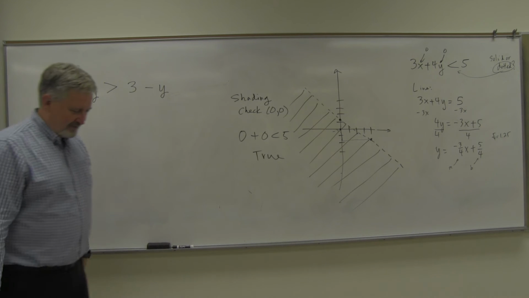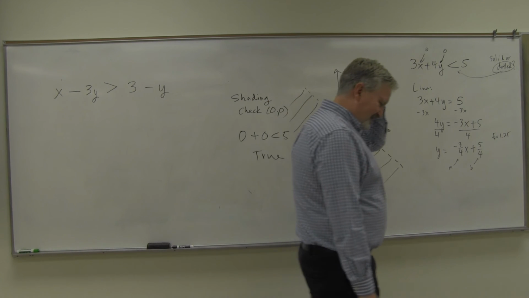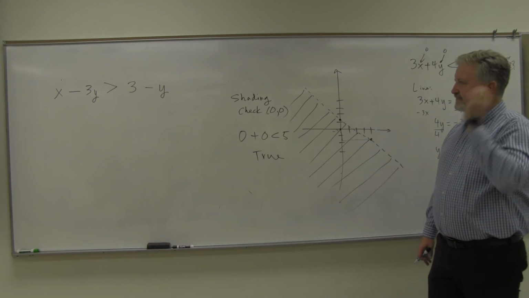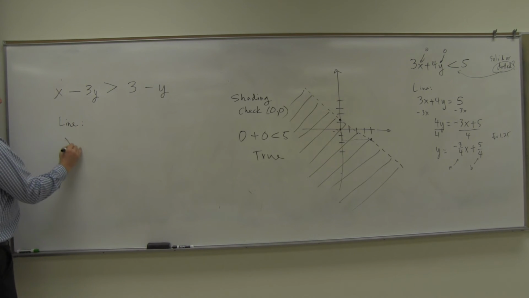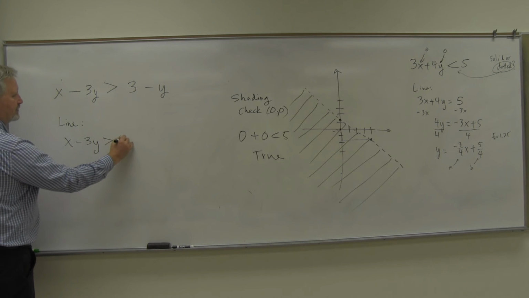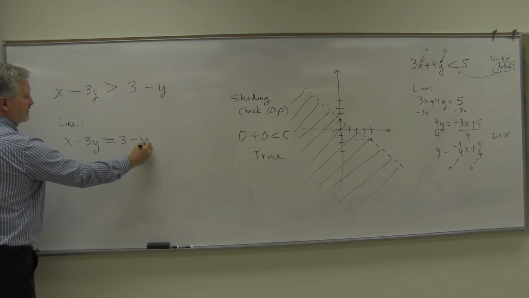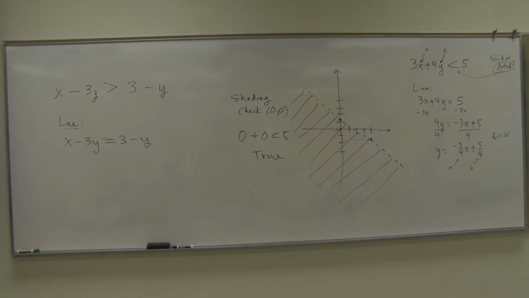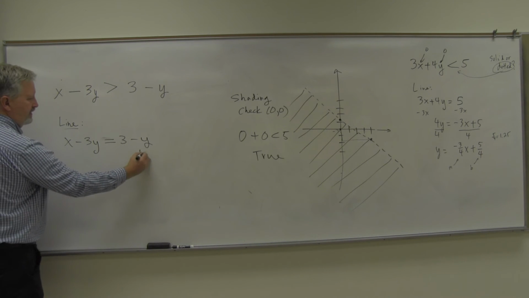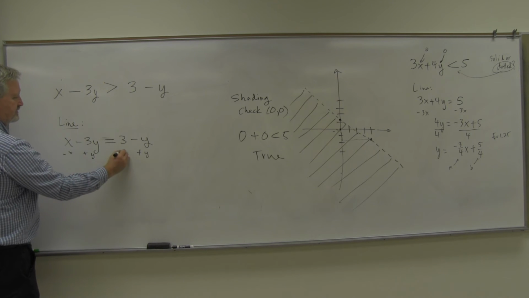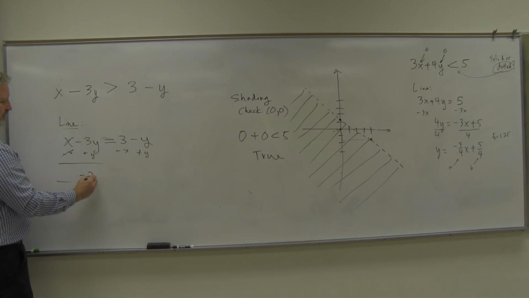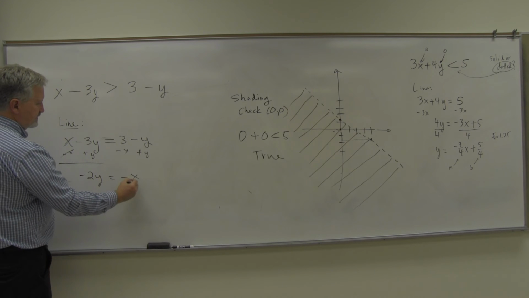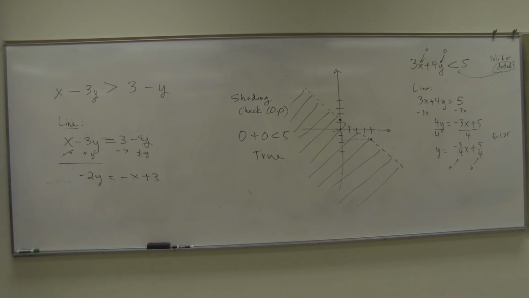He's got some kind of different looking inequalities here. But again, for the line here, if I just do the equation to get the line, it's just getting the y on the side by itself. So add the y, subtract the x, because you've got to get the y's together. So that'll give me negative 2y on this side, and then minus x plus 3 on this side, if I put it in the proper order there. And then divide off the negative 2.